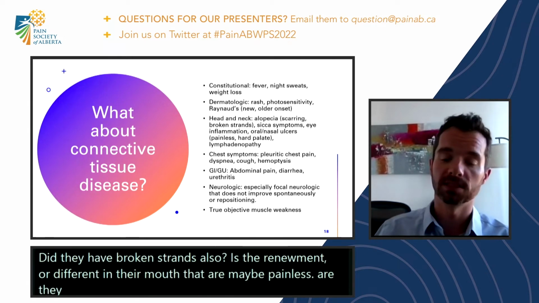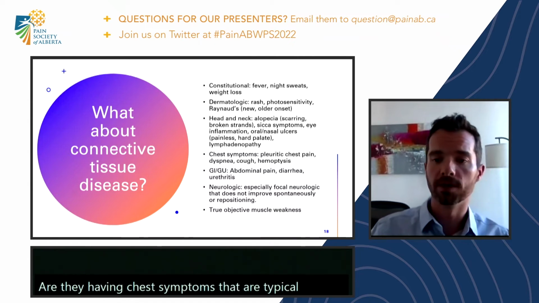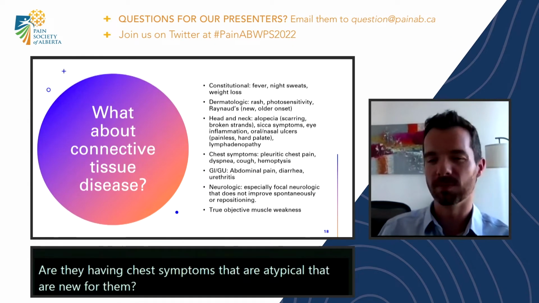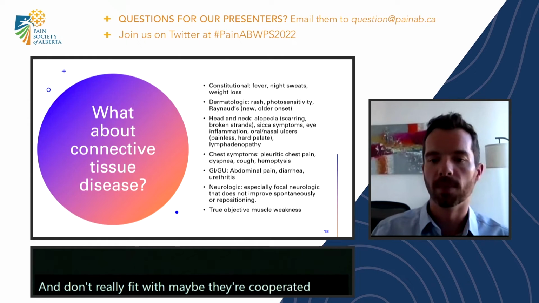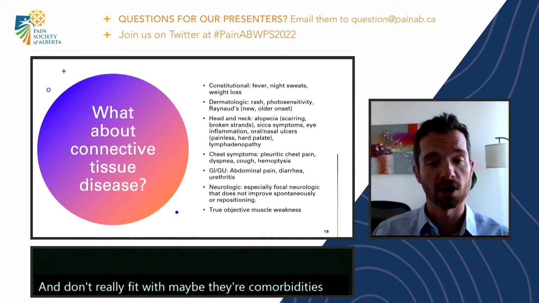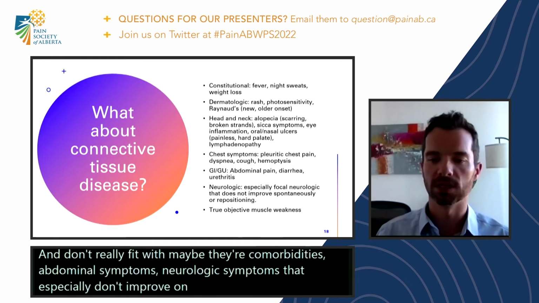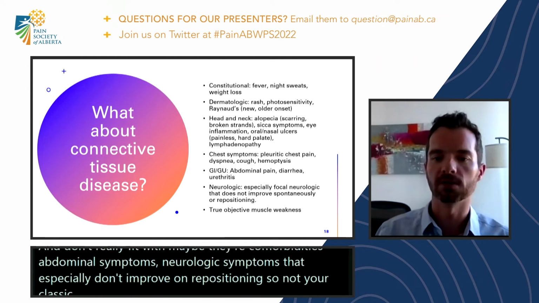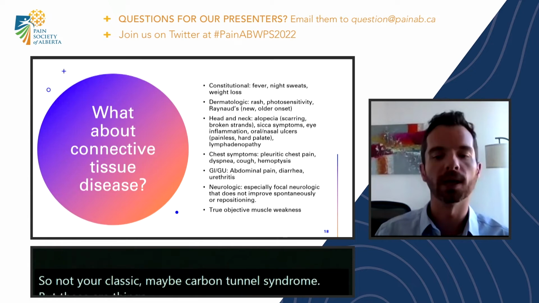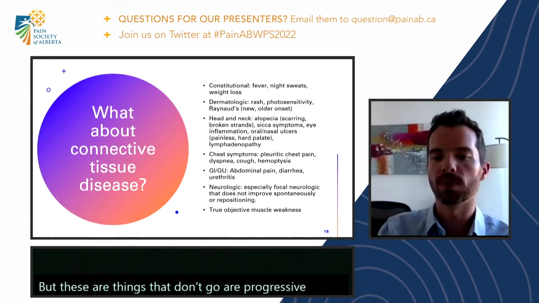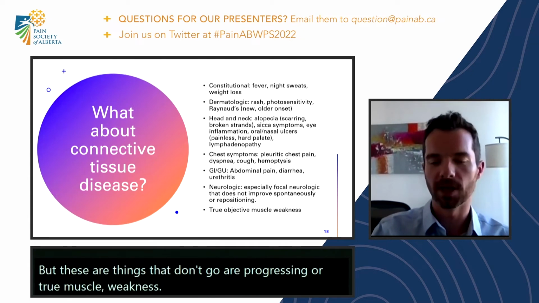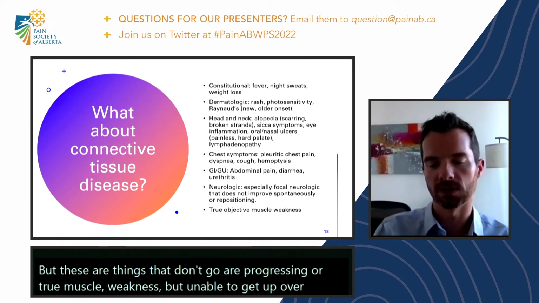Are they having chest symptoms that are atypical, that are new for them and don't really fit with their comorbidities? Abdominal symptoms, neurologic symptoms that especially don't improve on repositioning. So not your classic carpal tunnel syndrome, but things that don't go away or are progressing. Or true muscle weakness, so not just feeling weak, but unable to get up out of bed or reach for things overhead.